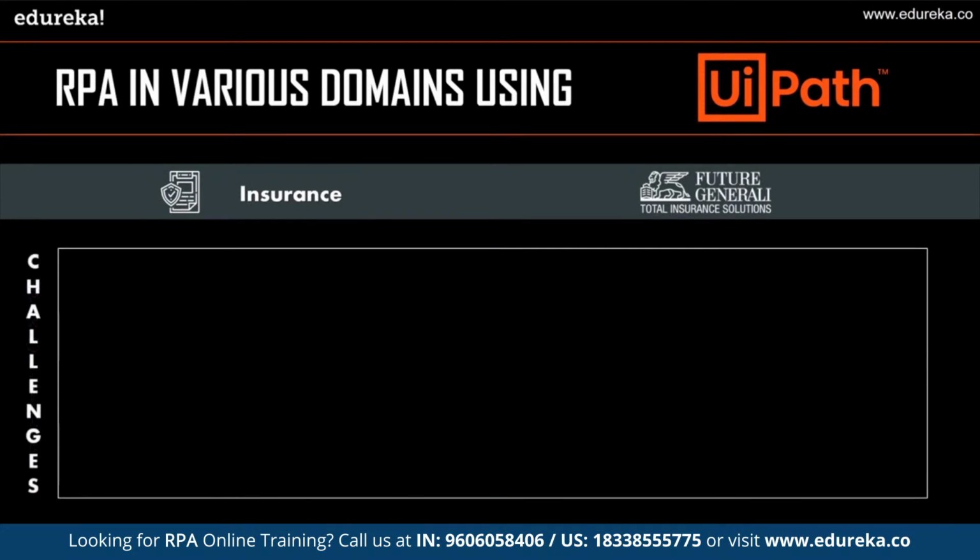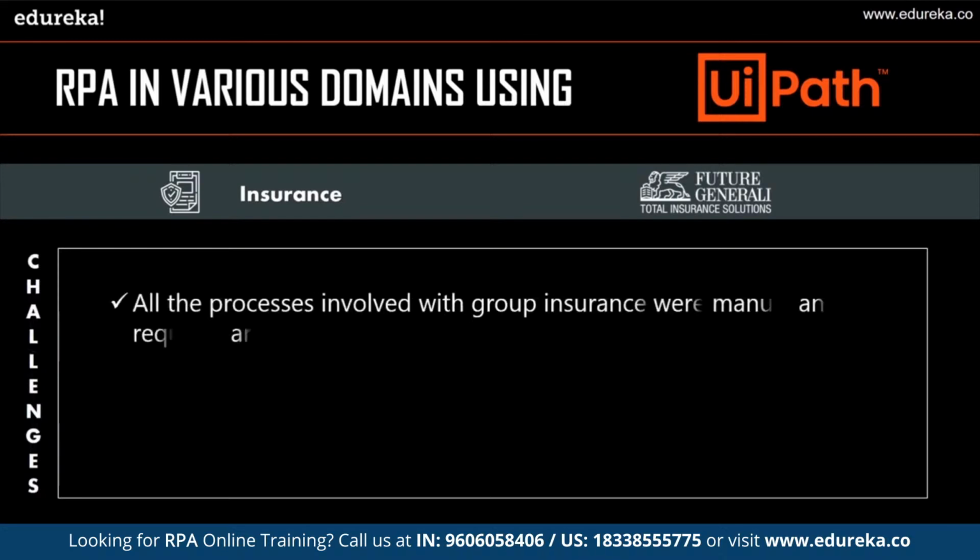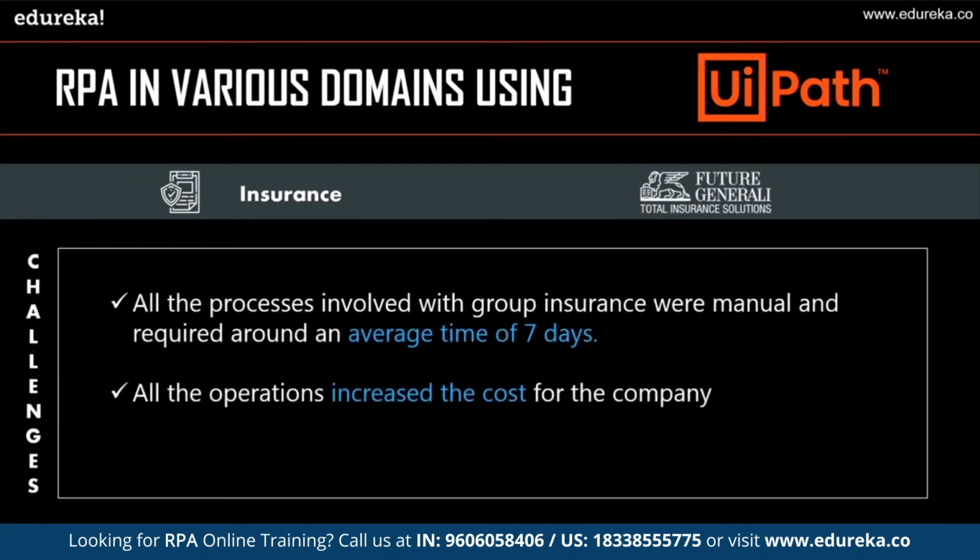Now the challenge observed by this company was that all the processes involved with group insurance were manual and required an average time of 7 days. This was because the application used to run on the AS/400 platform, and all the business processes feed into or take feed from the core systems at various stages of the policy issuance and underwriting life cycle. In short, all the operations increase the cost for the company.